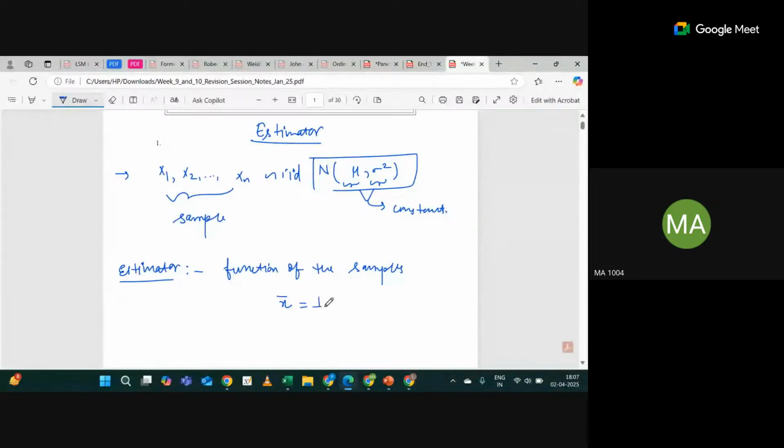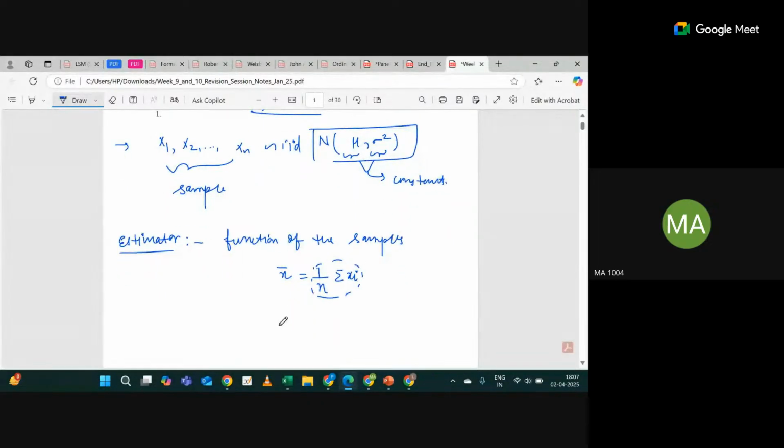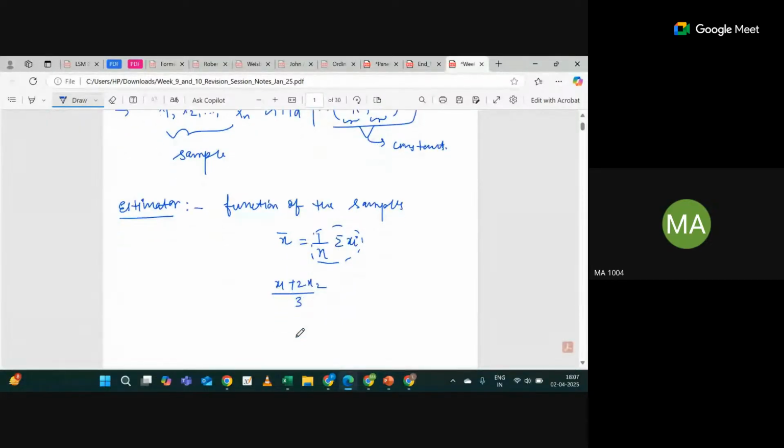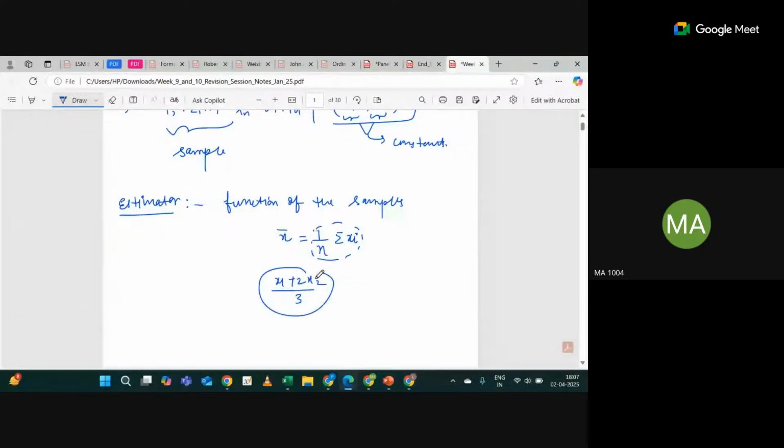So x bar is what? 1 upon n summation of xi. So what is this? This is a function of samples or not? You can define anything, let's say something like x1 plus 2x2 divided by 3. This is also a function of the samples.